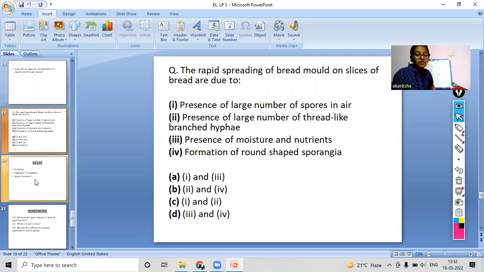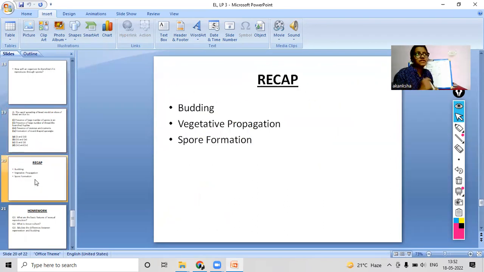Now, yes, we will come on to the recap part. So what we discussed today, we again discussed 3 different types of asexual reproductions. So first was the budding, which we saw in the hydra, right? And in budding, what happened is the bud of the parent hydra developed, and then it started developing tentacles, and then it detached itself from the parent hydra. So this was the whole process of budding.